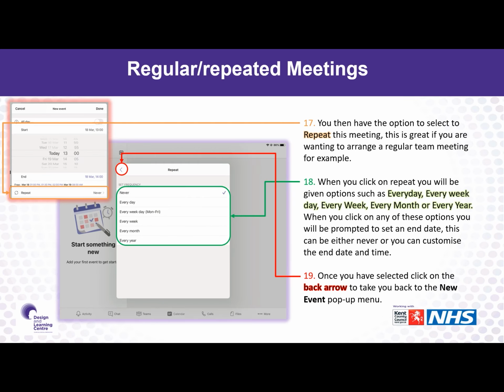You then have the option to save the meeting as a recurring event, which is good for a regular team meeting, for example. Just tap on Repeat to see options for setting the meeting as every day, every week, every month, or every year. After selecting one of these options, you'll then be able to set an end date for when the meeting should stop repeating. If you don't want the meeting to repeat, just leave the setting as Never. Tap on the back arrow to return to the new event menu.